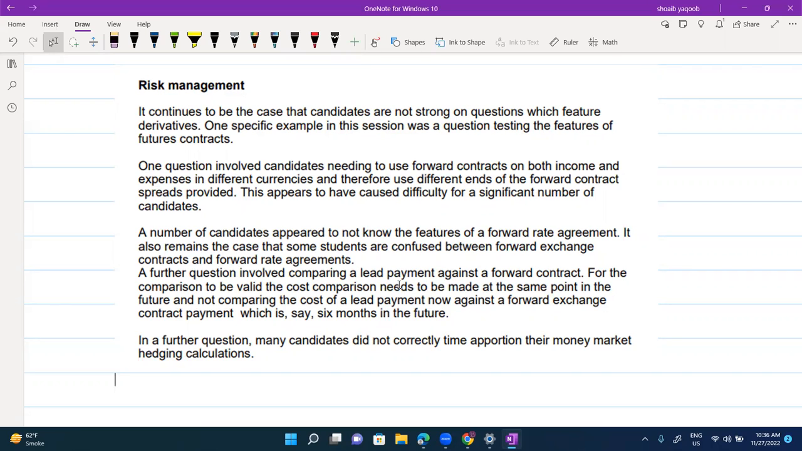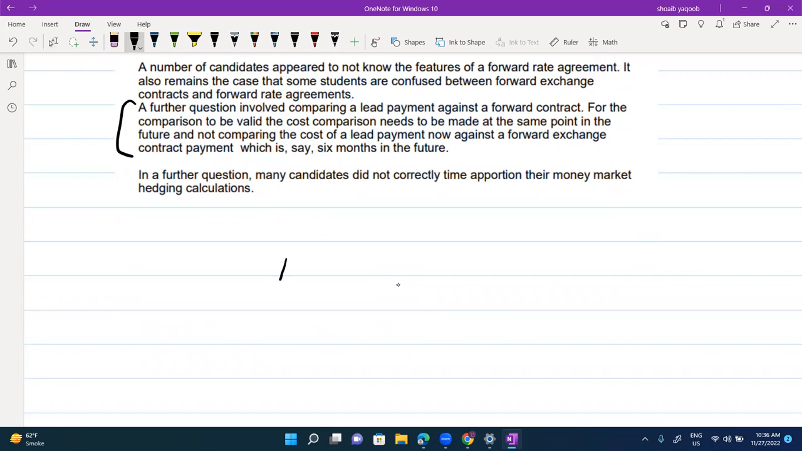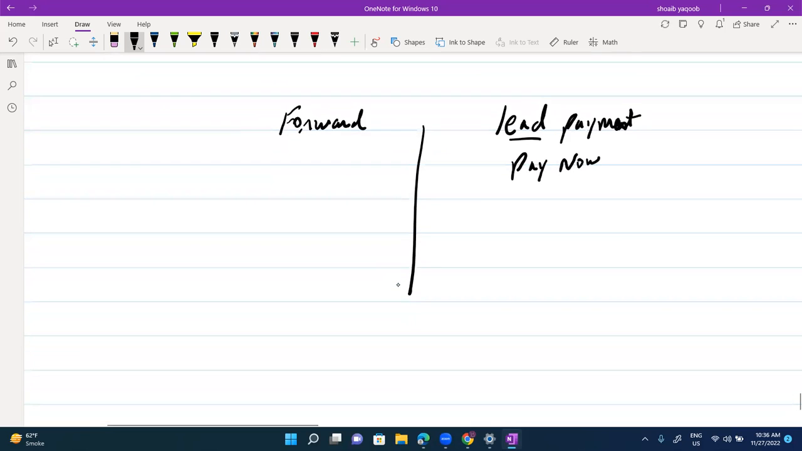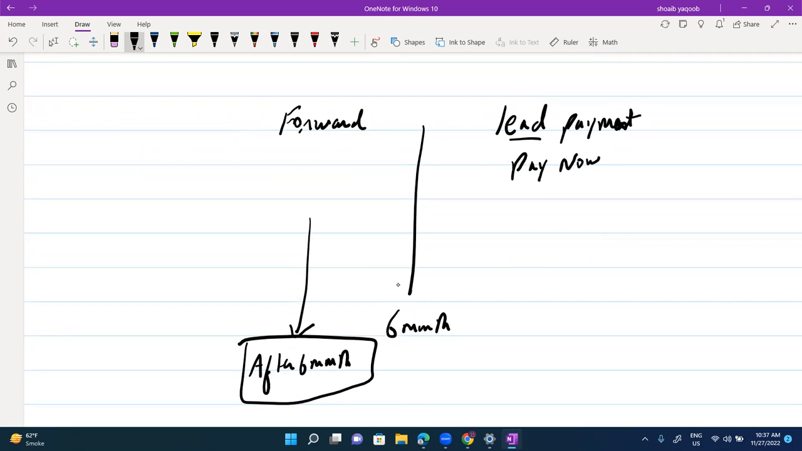हाँ जी, अब इसमें you have to learn one thing. If there is a comparison between forward and lead payment, lead means pay now. If there is a comparison of 6 months, forward answer तो 6 महीने बाद निकलेगा। लीड पेमेंट कहां से निकल जाएगा? अभी, पे नाउ। So you have to add interest into it.